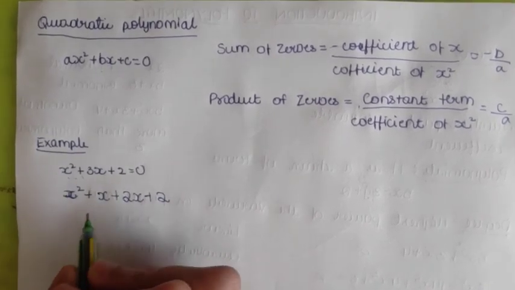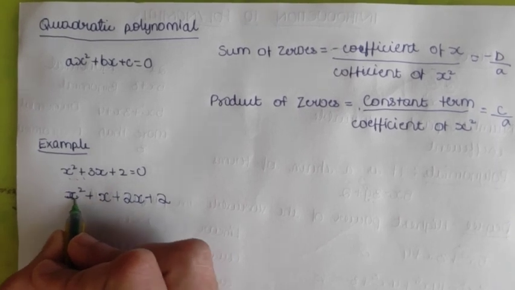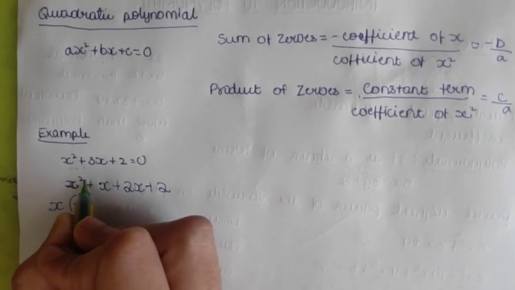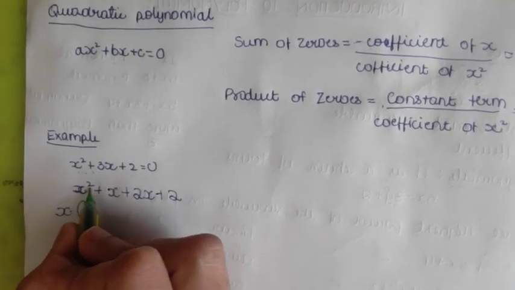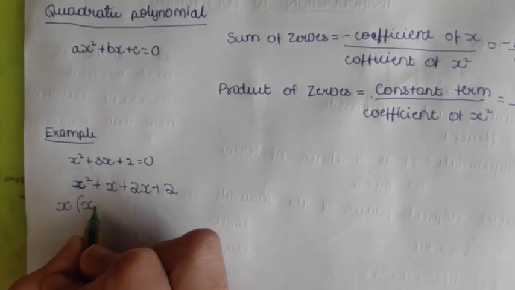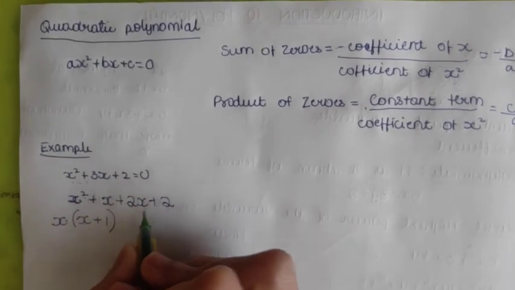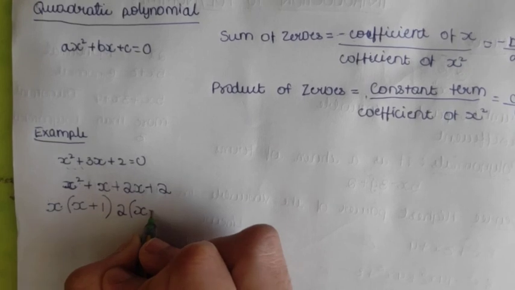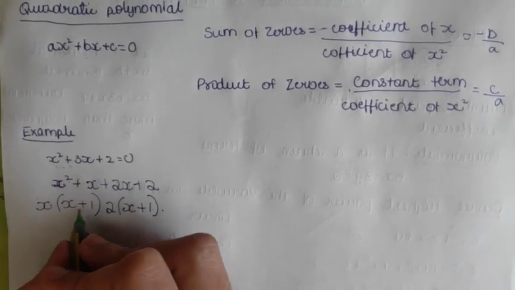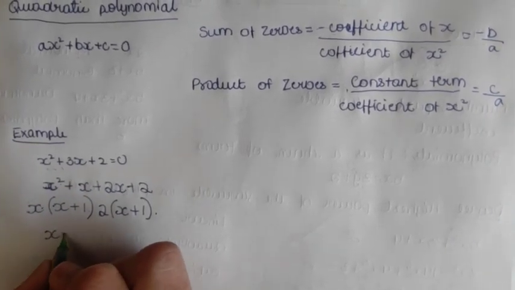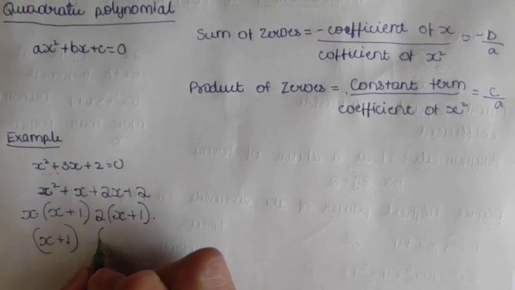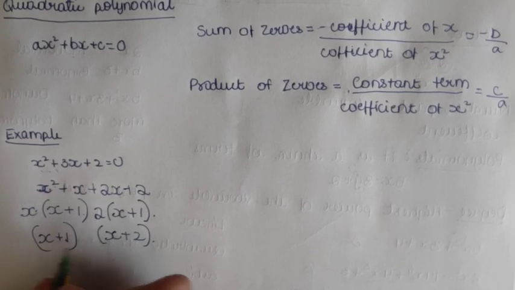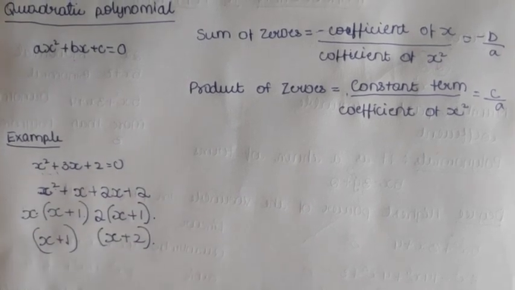Here x is common in x square and x. One x will come here and 1 will remain. So that becomes x plus 1. And here you can see we have 2 common, so that becomes again x plus 1. So we have 2 terms, that is x plus 1 and x plus 2.